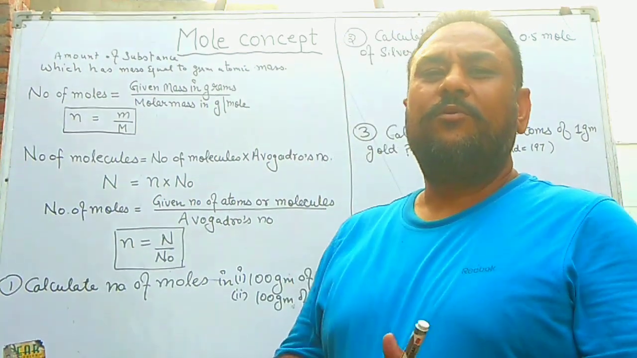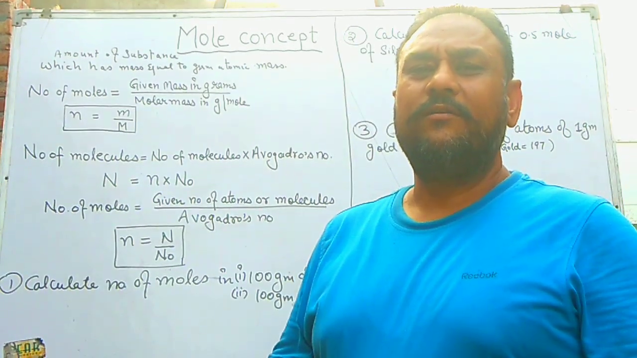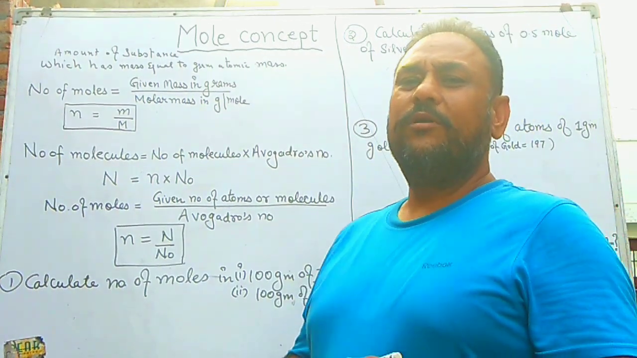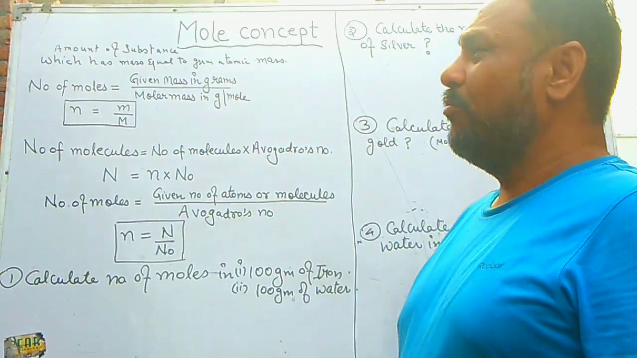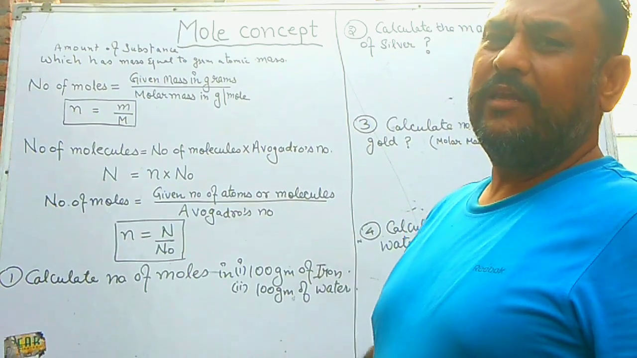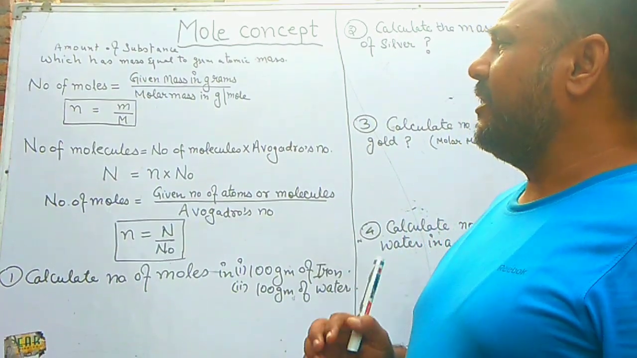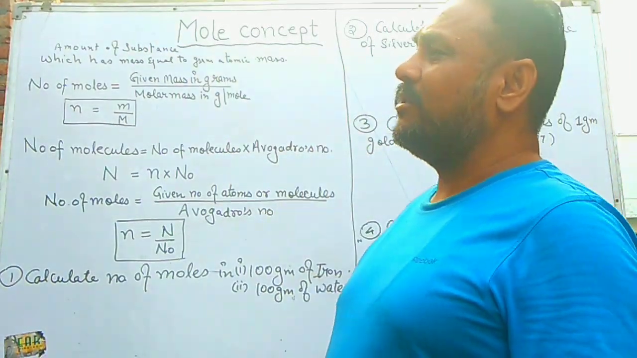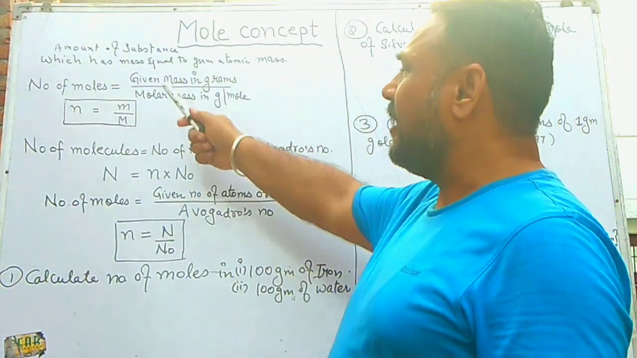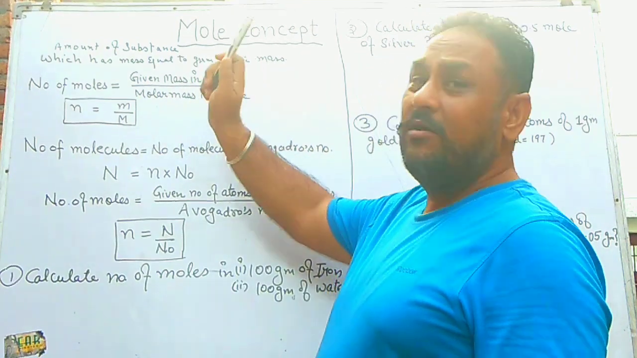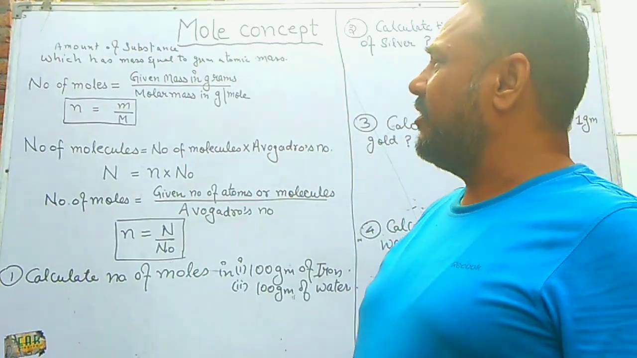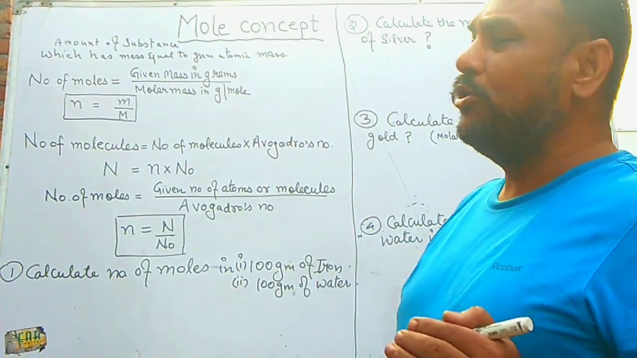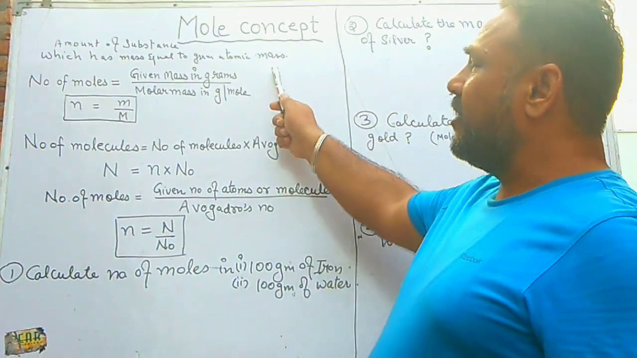Students, today I am going to start one topic related to the ninth class syllabus for the CBSE board. That is the mole concept. First of all, what is the mole concept? The mole is the amount of substance which has mass equal to the gram atomic mass. Once again I will repeat the definition: the amount of substance which has mass equal to the gram atomic mass.